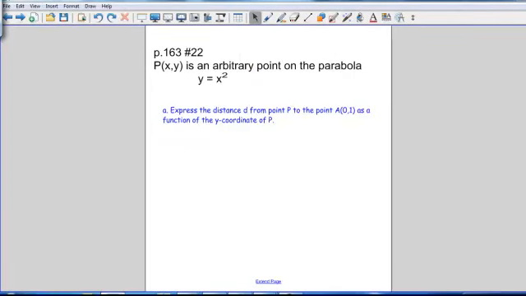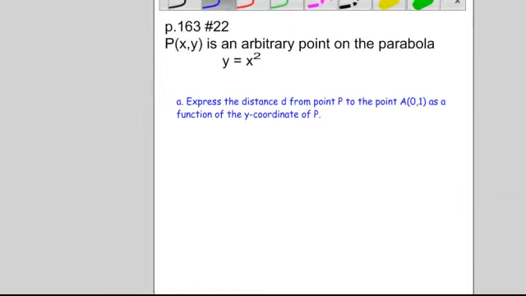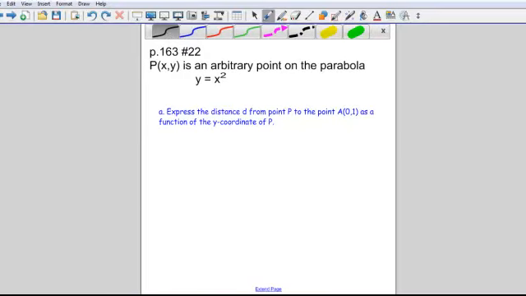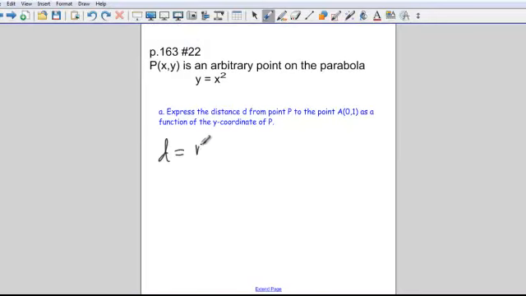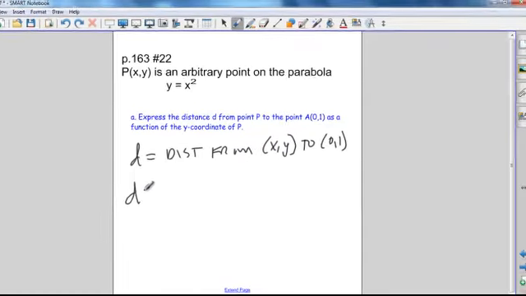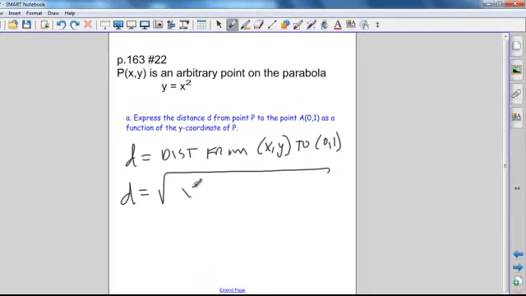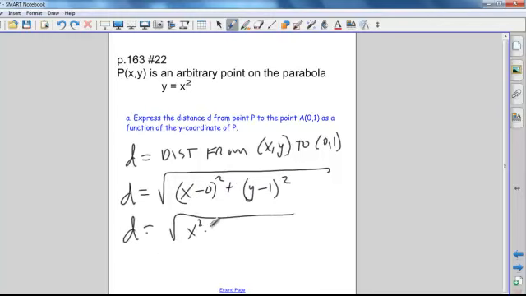Let's see if that's what we come up with in our final analysis. Now, back to expressing the distance from the point 0, 1 to the point P, and that's going to equal distance D. So we say D equals the distance from the general point P, x, y, to this point A, which is 0, 1. So we use the distance formula: square root of x minus 0 squared plus y minus 1 squared. Distance equals square root of x squared plus y minus 1 squared.